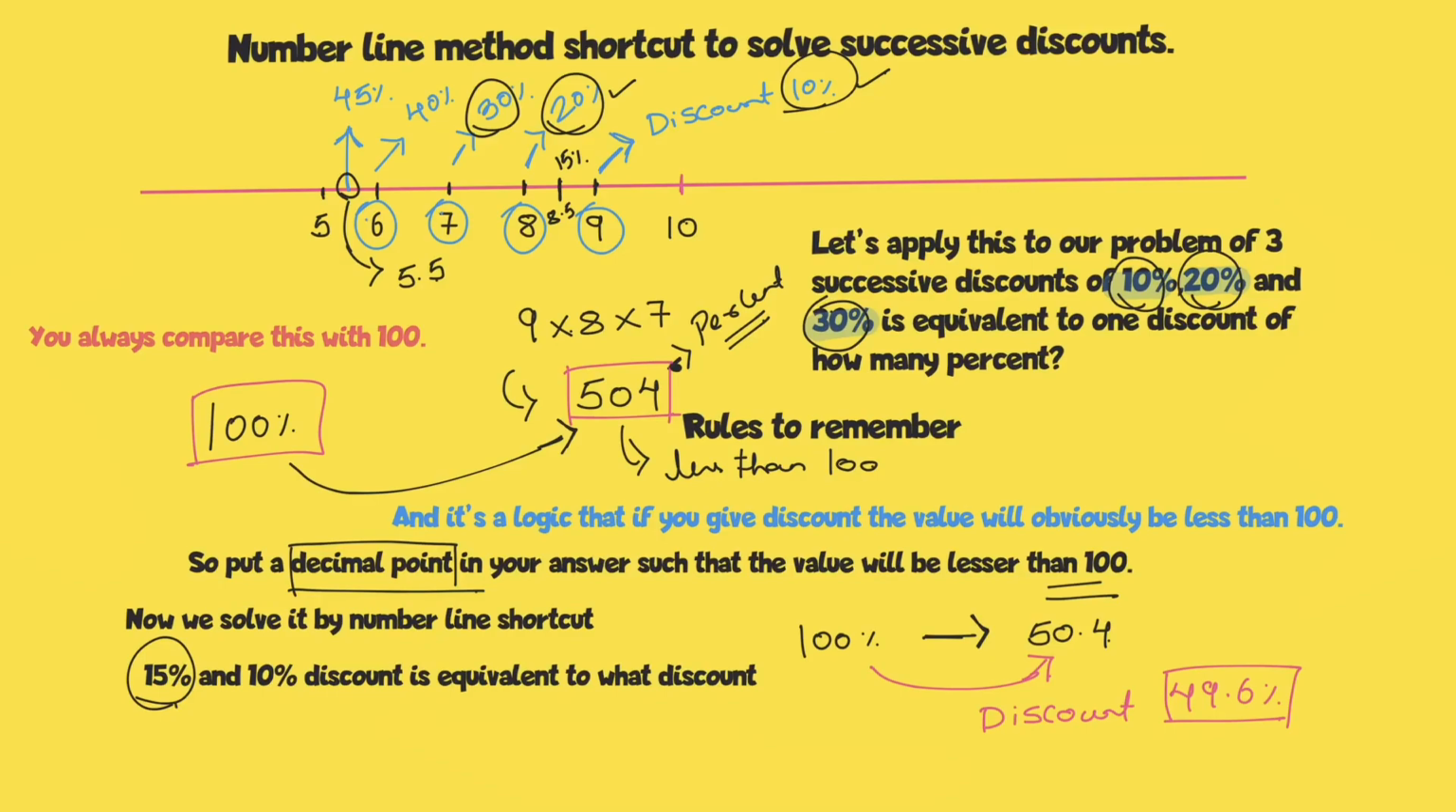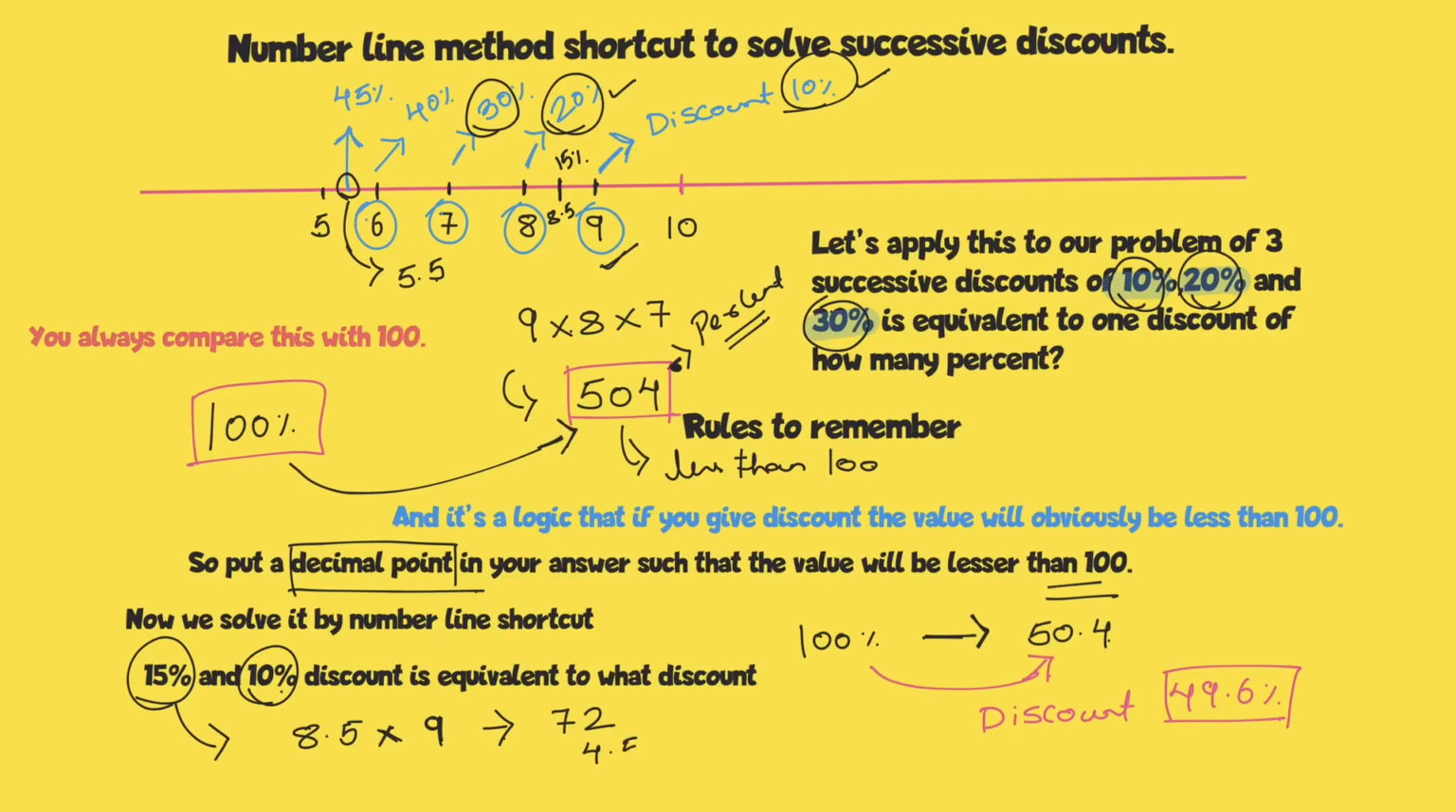15% will be between 8 and 9. So it will be what? 8.5. 8.5 is what I'll write for 15% if I refer to the number line. 10% we already know the number that we take from the number line is 9. So now my problem is reduced to 8.5 into 9. What is 8.5 into 9?